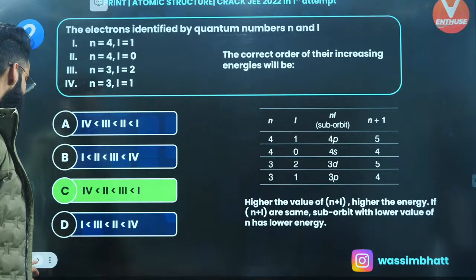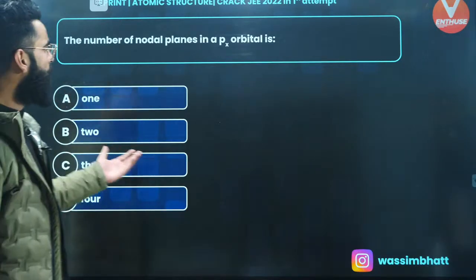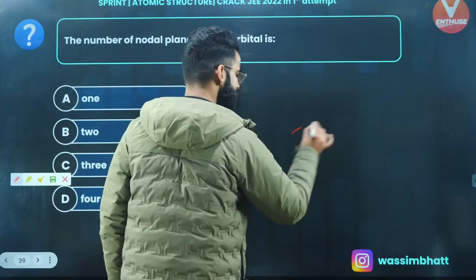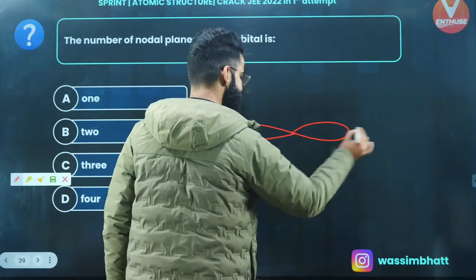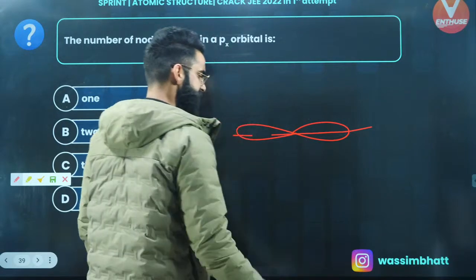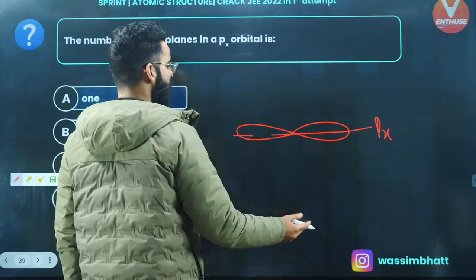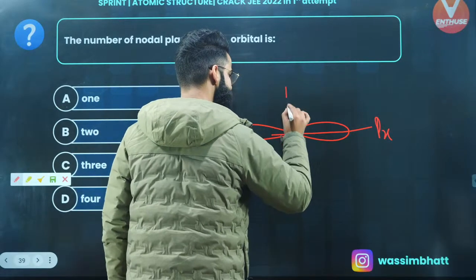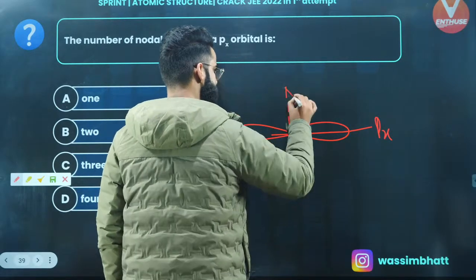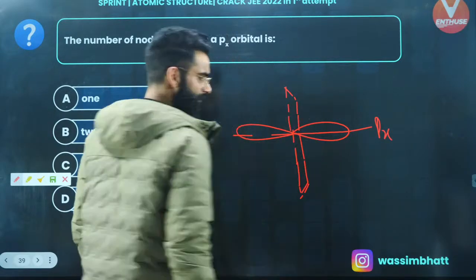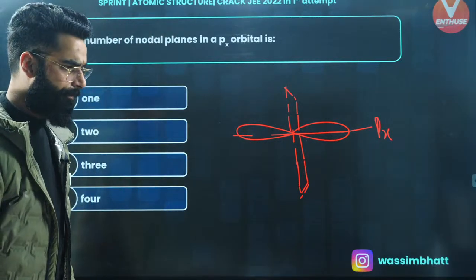Yeah, I'm sure you guys have solved it properly. The number of nodal planes in px, right? Again, the simple question, guys. If you talk about the px orbital, let's assume this is your x-axis. This is basically your px orbital, right? How many nodal planes? So basically, if I talk about this particular nodal plane in yz, this is basically one of the nodal planes over here, in which the electron density is going to be 0, right?